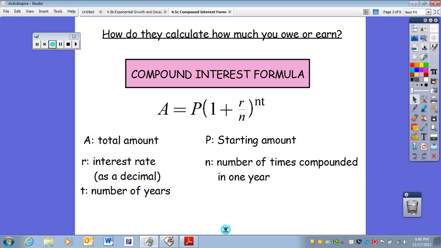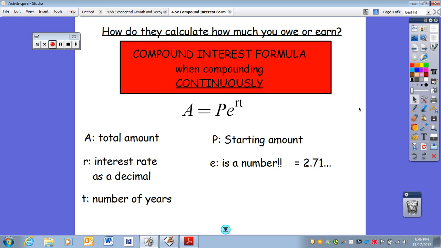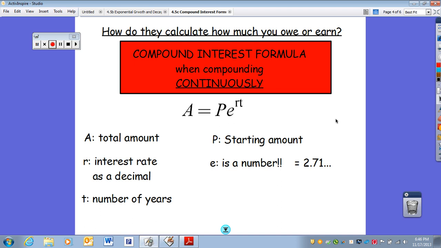There is another formula that we will look at, called the compound interest formula where it's compounding continuously, which means all the time. It's called A equals PERT. We often call it the PERT formula. We are not again going to ask you to memorize it, but you will need to know what the letters stand for and how to calculate it. A stands for the total amount. P is the starting amount. R is the interest rate, and we will ask you to write it as a decimal, even though you will be given it as a percent.